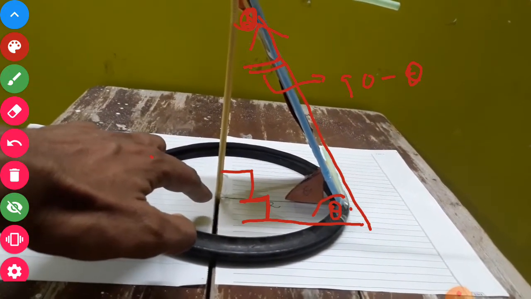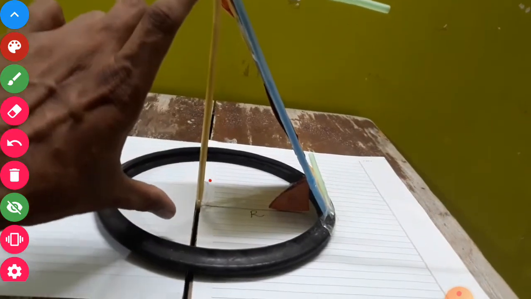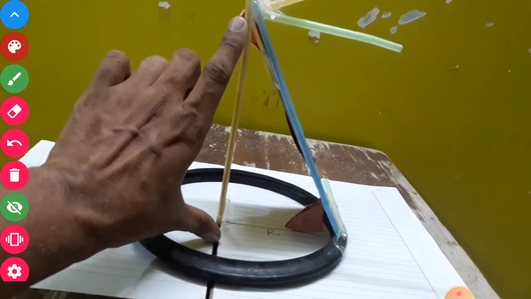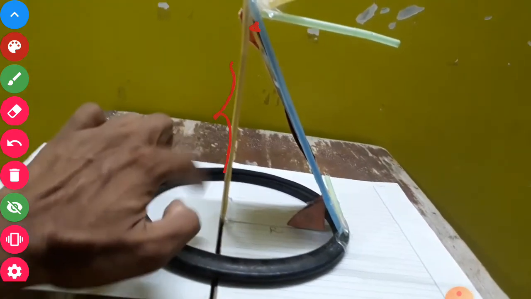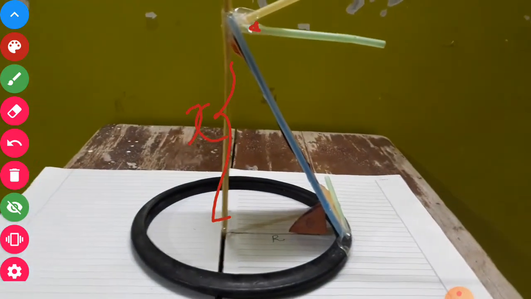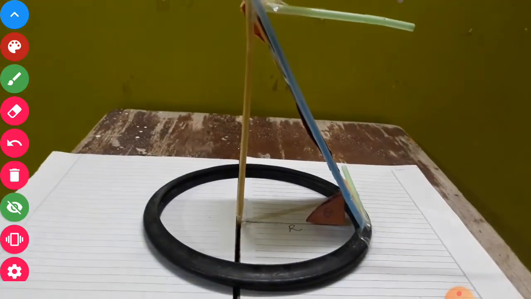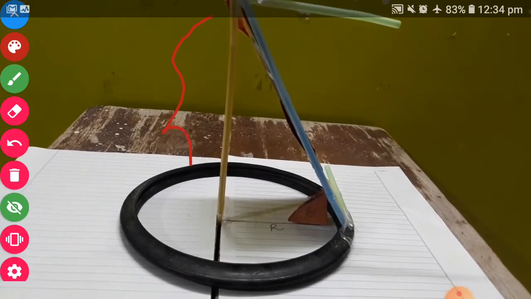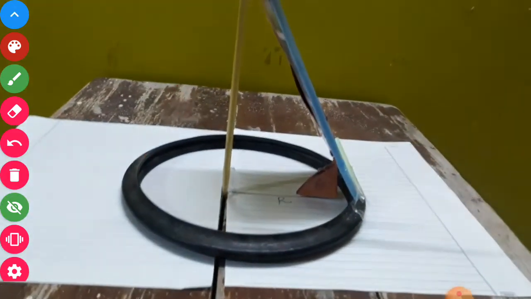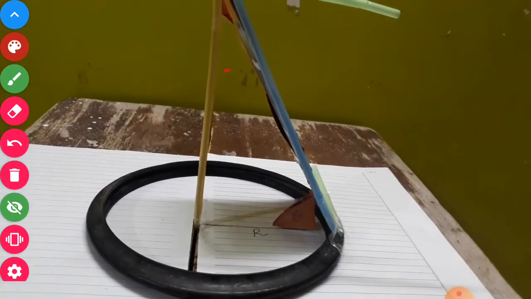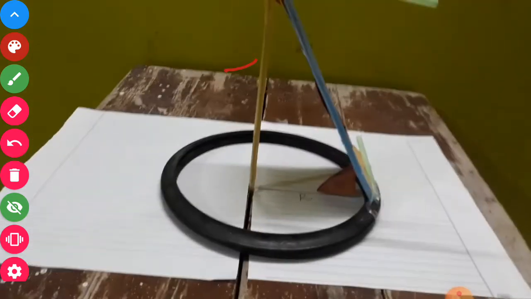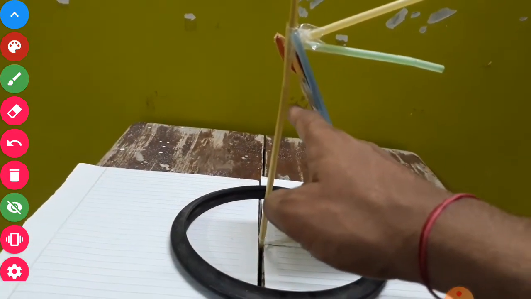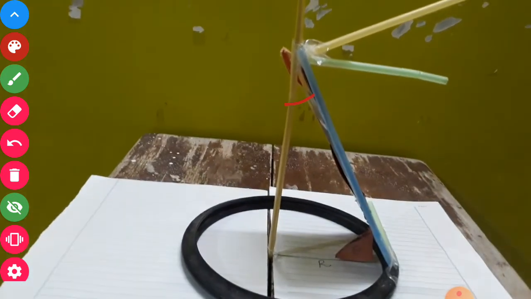Here this angle is 90. And the distance of this point P, where we want to find the magnetic field, is x. So that is very clear: where we want to find the magnetic field, this distance is x. This angle is 90 minus theta, that can be understood easily.